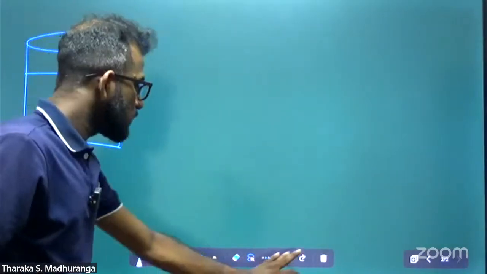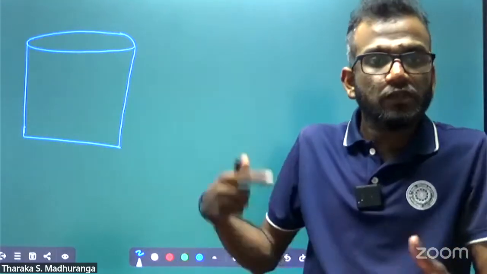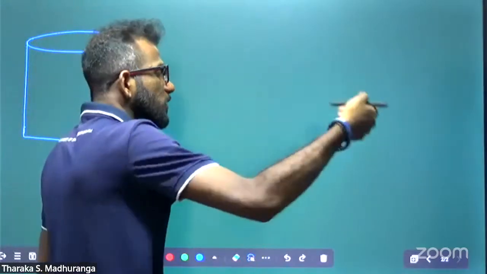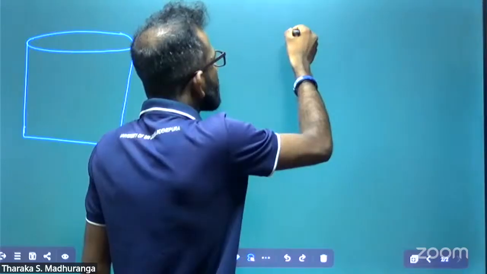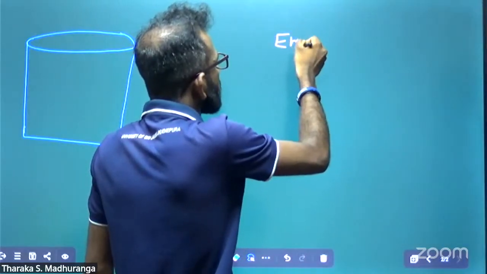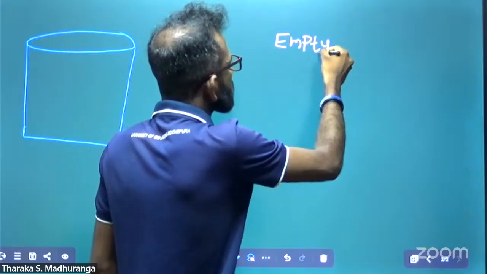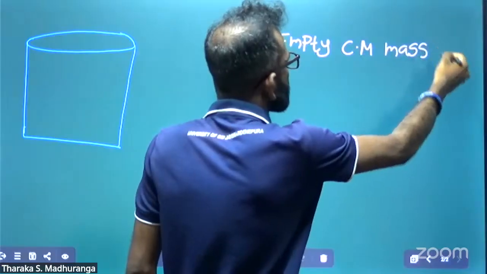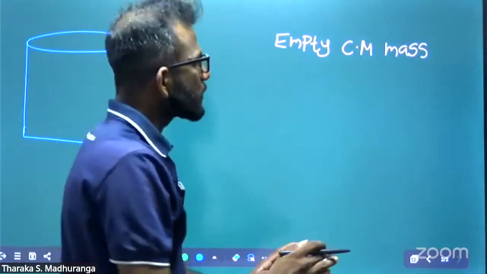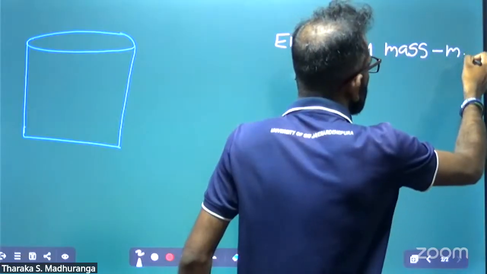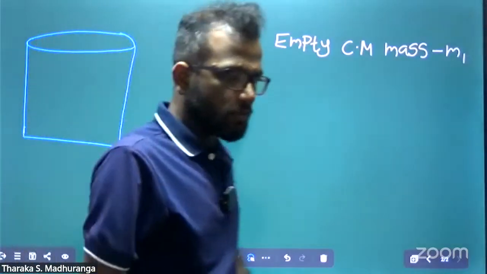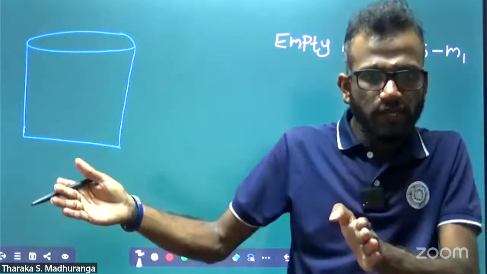Before filling water, you need to get the empty mass of the calorimeter, as you did in the previous experiment. You need to measure the empty calorimeter mass. The empty calorimeter mass is M1. First you get a calorimeter, then measure its mass, which is M1.